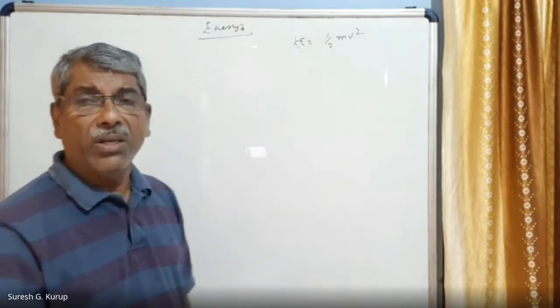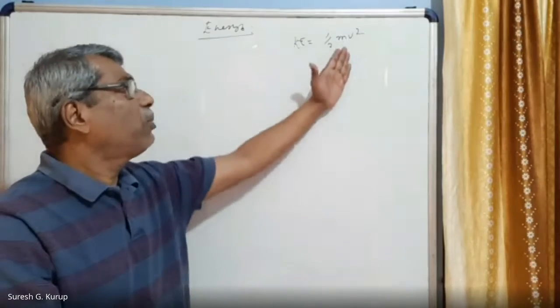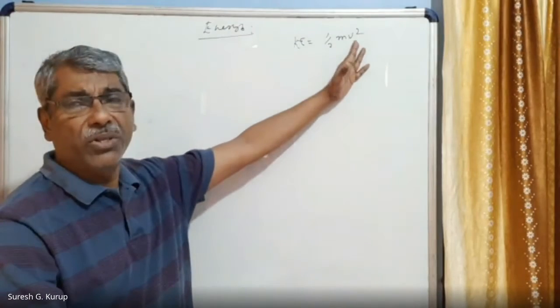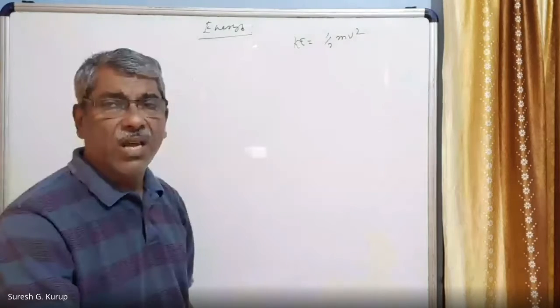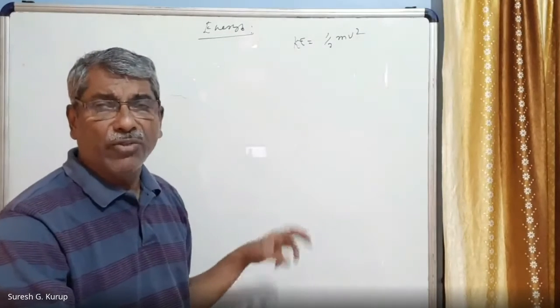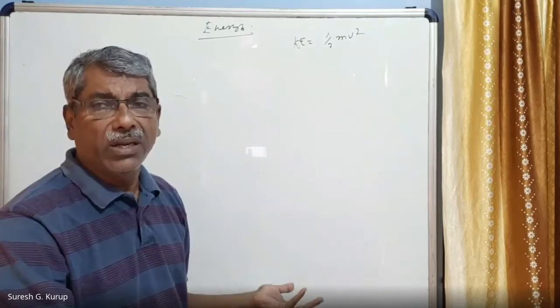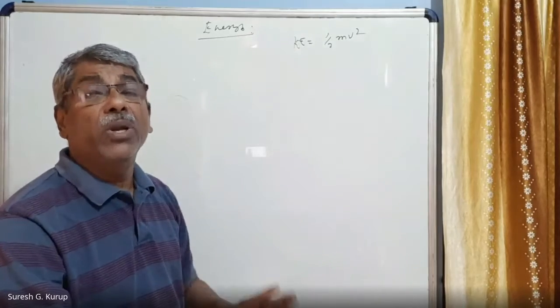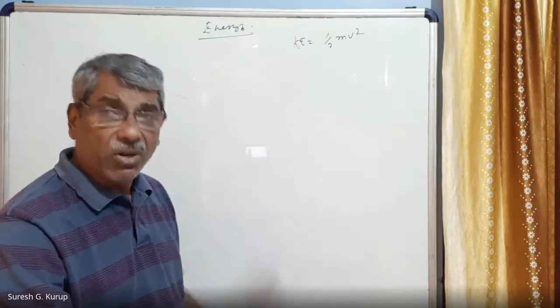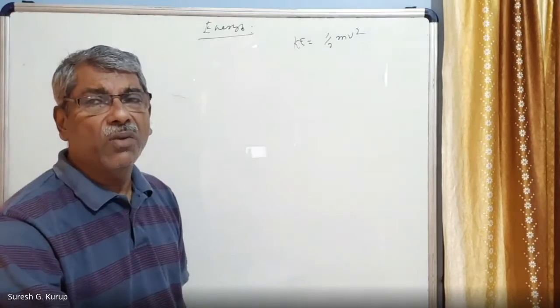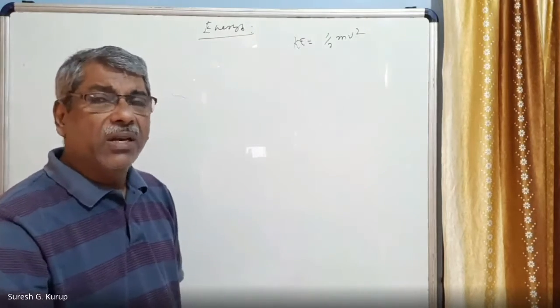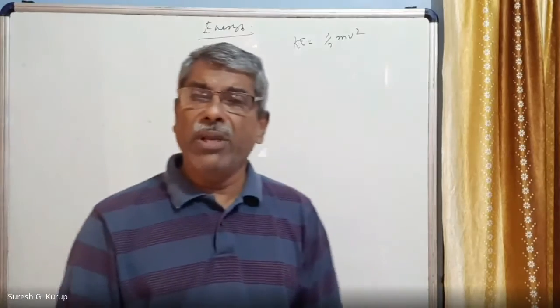So kinetic energy of a body depends on the mass of the body and the velocity of the body. If the velocity of the body increases, kinetic energy increases. And also if the mass of the body is more, then kinetic energy is more. If the body is not moving, if it is at rest, then the kinetic energy of the body is always equal to zero. Right? So kinetic energy can be seen in many conditions.